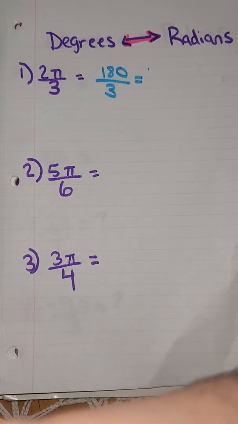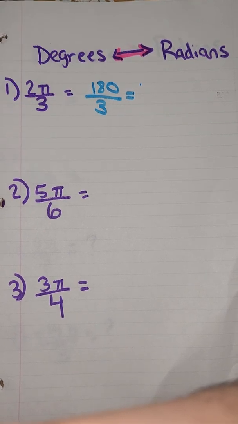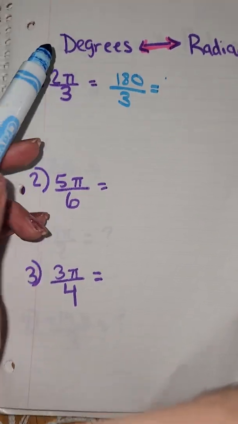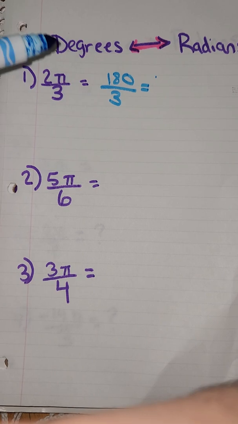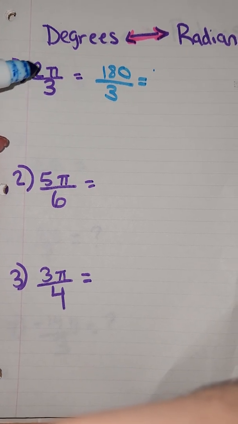Hello, good morning. Today we will be converting degrees to radians and radians back to degrees. So right now I have set up a few problems. I started working on number 1 and I have 2 pi over 3.